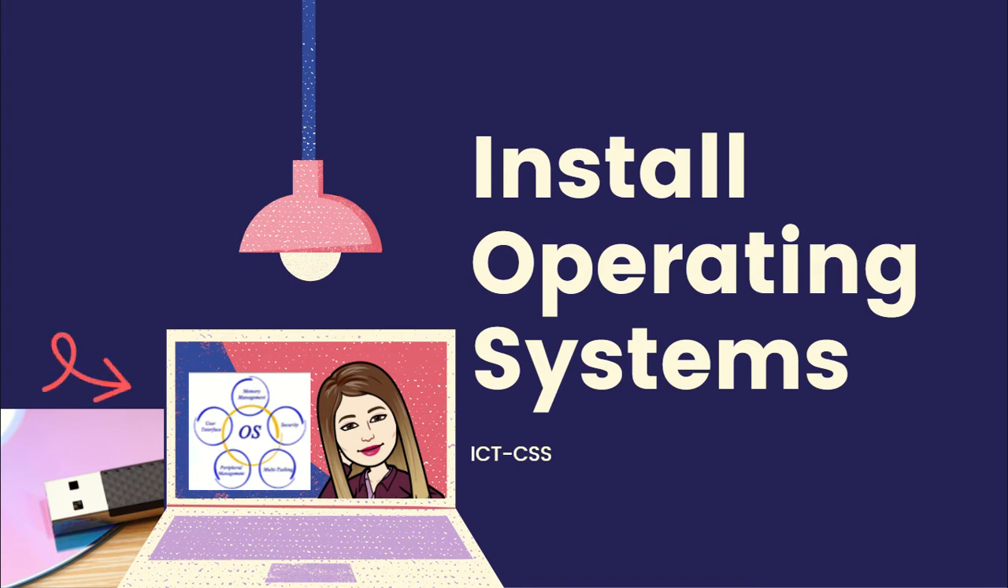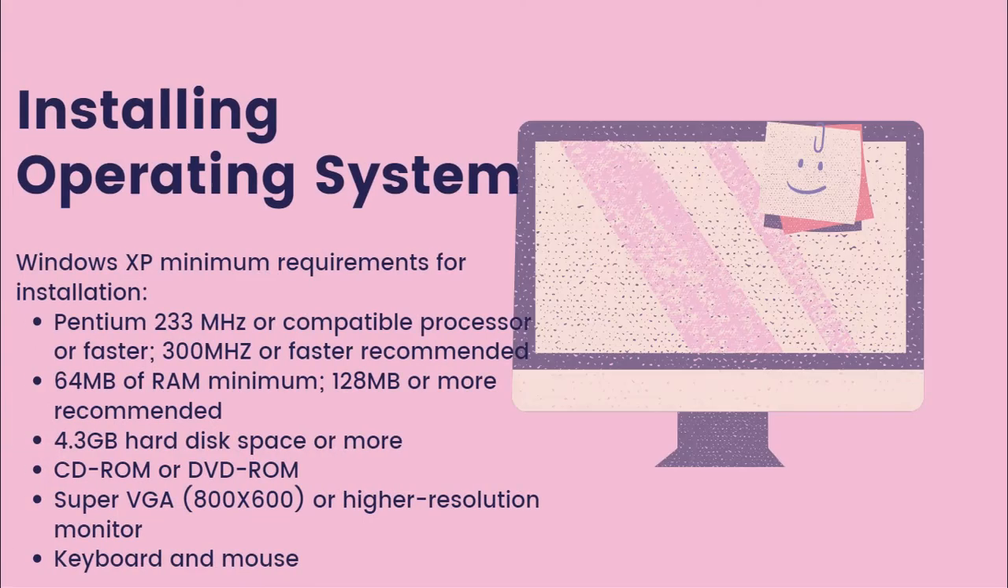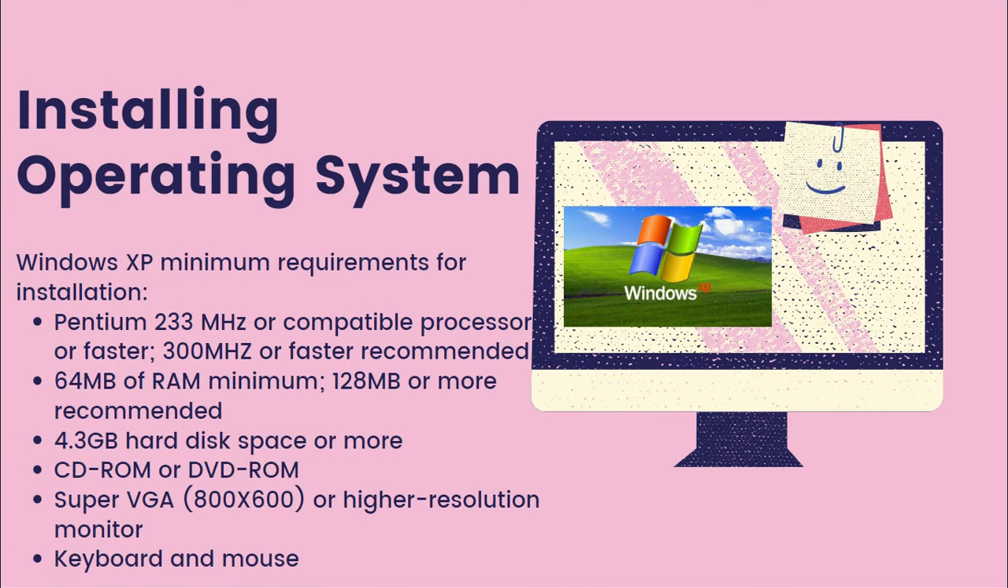Install operating systems. Before the installation process is undertaken, a technician must be aware of the minimum requirements of computer hardware that is compatible with the operating system to be installed. Following the system's requirements means an efficient computer system. The list below shows the Windows XP minimum requirements for installation.